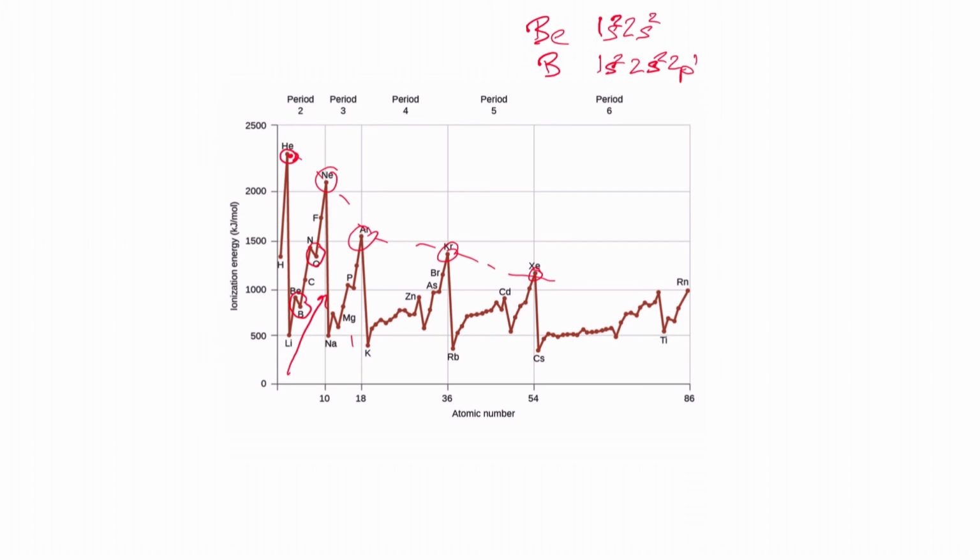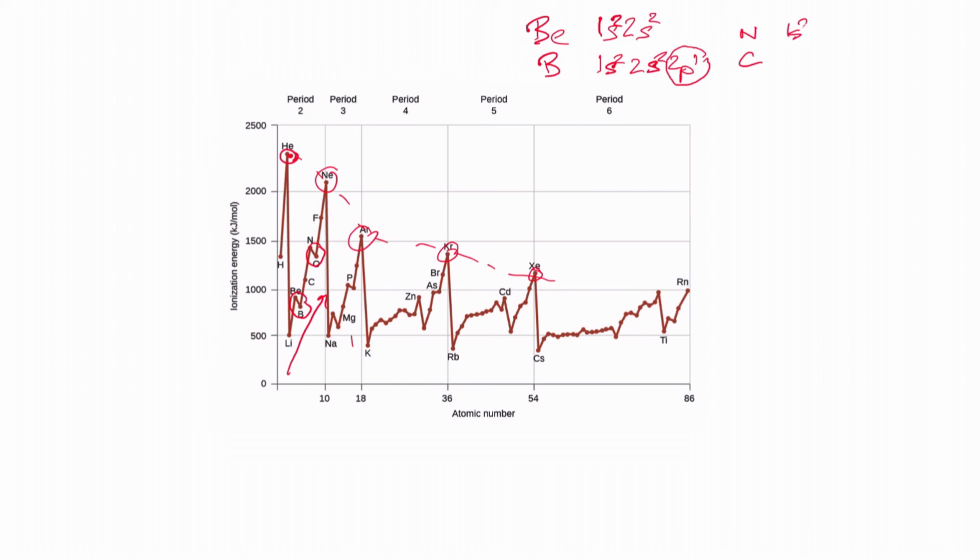Okay, it's relatively easy for boron to lose this electron from the 2p because then it will have a filled subshell rather than a completely filled shell. Okay, same kind of thing happens if you look at nitrogen and carbon.